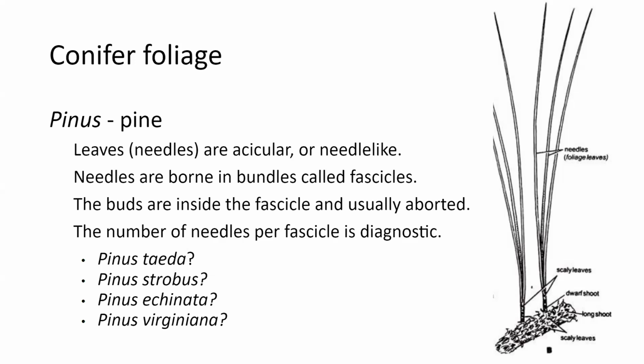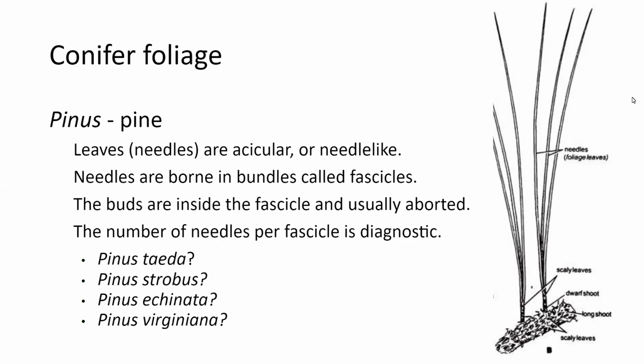How many needles per fascicle does Pinus strobus have? And I think we'll learn about Pinus echinata and Pinus virginiana later in the semester. But Pinus taeda always has 3 needles per fascicle, so that's a helpful identification character. And that'll help you tell it apart from Pinus strobus, which has 5 needles in 5s. Pinus echinata is a little bit intermediate between the two, with needles in 2s and 3s, whereas Pinus virginiana has a little bit shorter foliage and the needles are twisted in 2s.